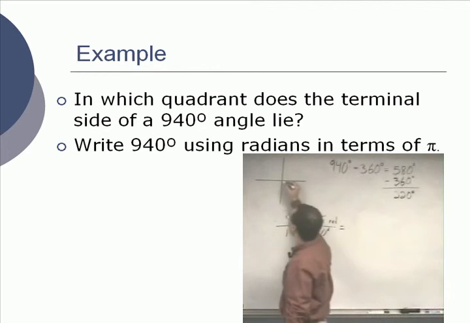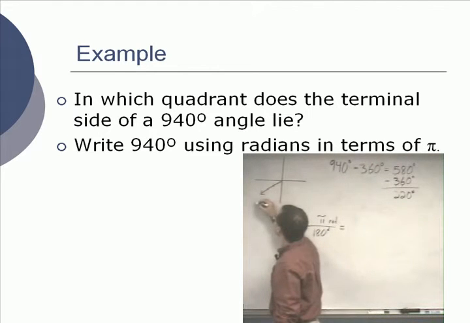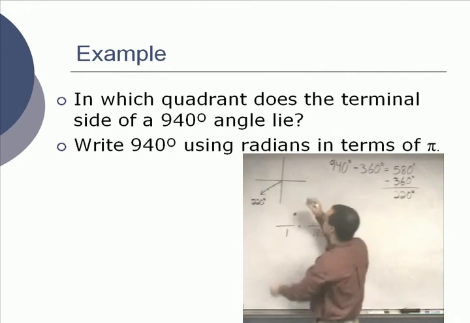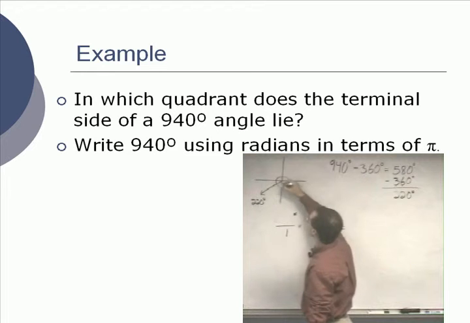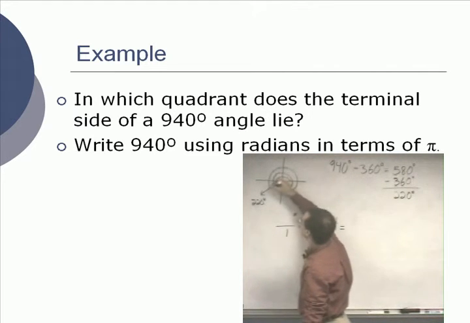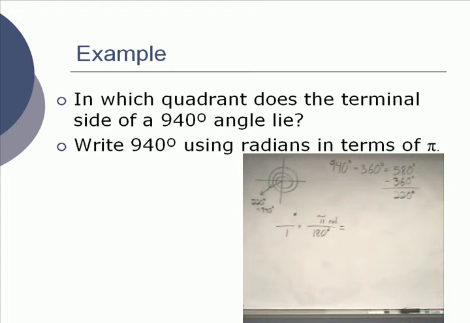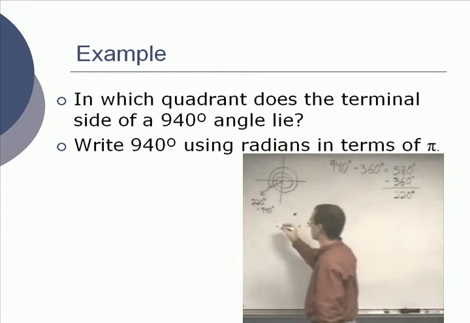It's going to be somewhere over here. 220 degrees is the same as, if we wrap around again, there's 220. That's the same as 580, and that's the same as 940 degrees. We just keep wrapping around until we hit 940 degrees. That's the same location. So it's in quadrant 3.